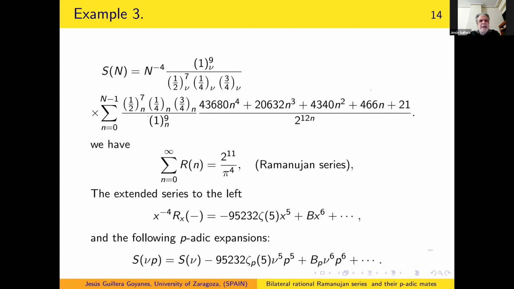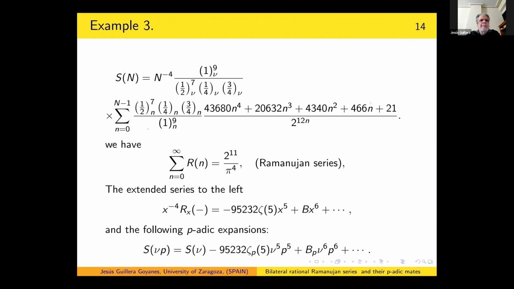And here is example 3. Observe that the poles of this, for example, this factor, and n equals minus 1/2. We have a pole and this pole cancels with this.